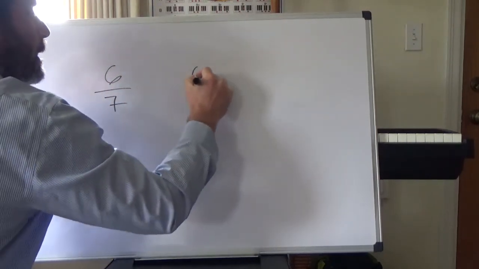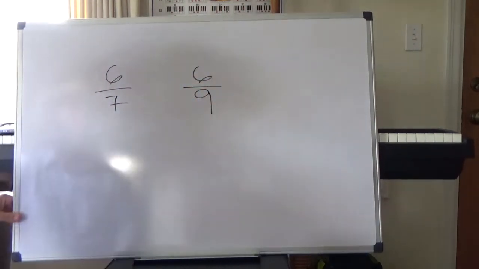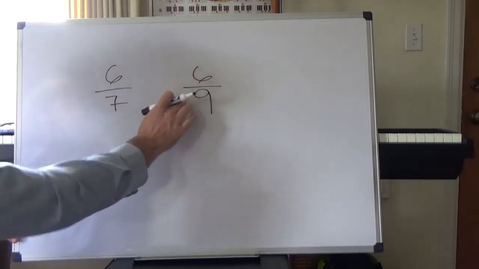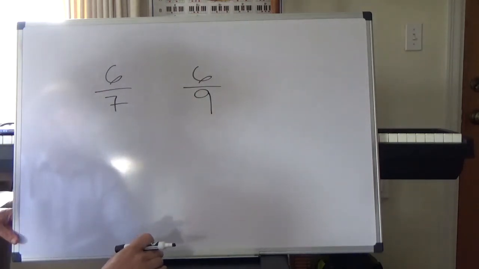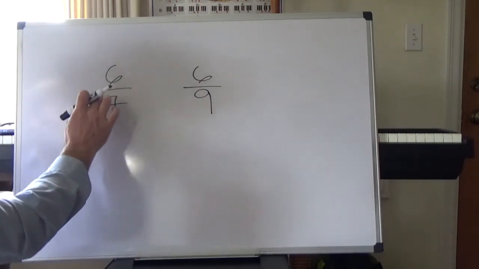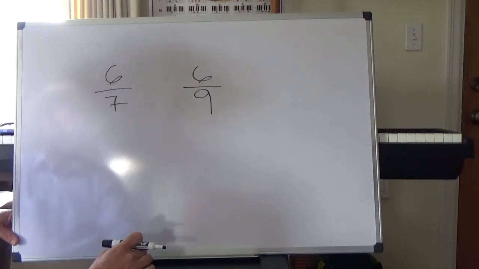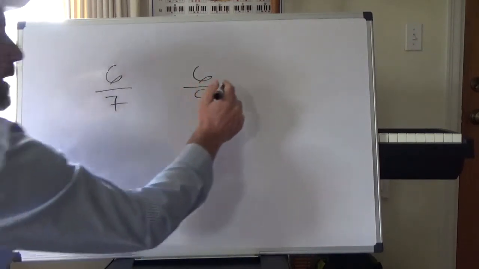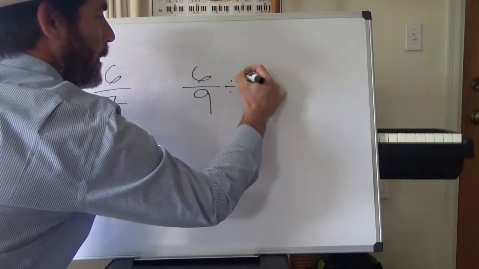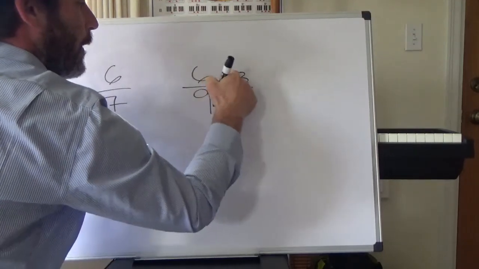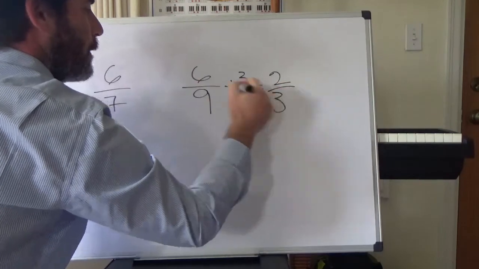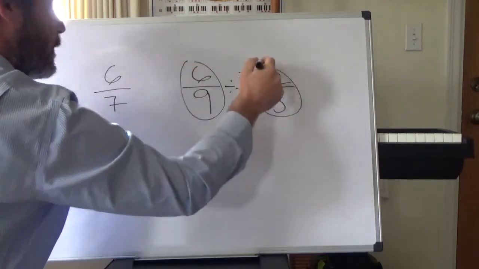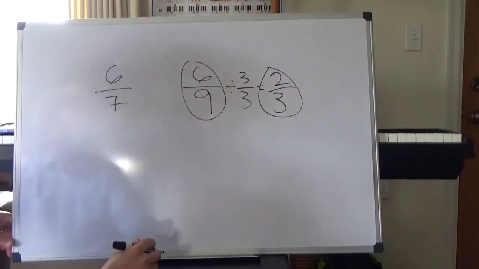6/7 or 6/9. Well, again, this kind of rings a bell. I'm thinking 3's here. 6 and 9 I know are both multiples of 3. 6/7 is almost 1 whole. I know this kind of looks familiar. If I divide this by 3/3, 6 divided by 3 equals 2. 9 divided by 3 equals 3. So 6/9 and 2/3 are equivalent fractions.